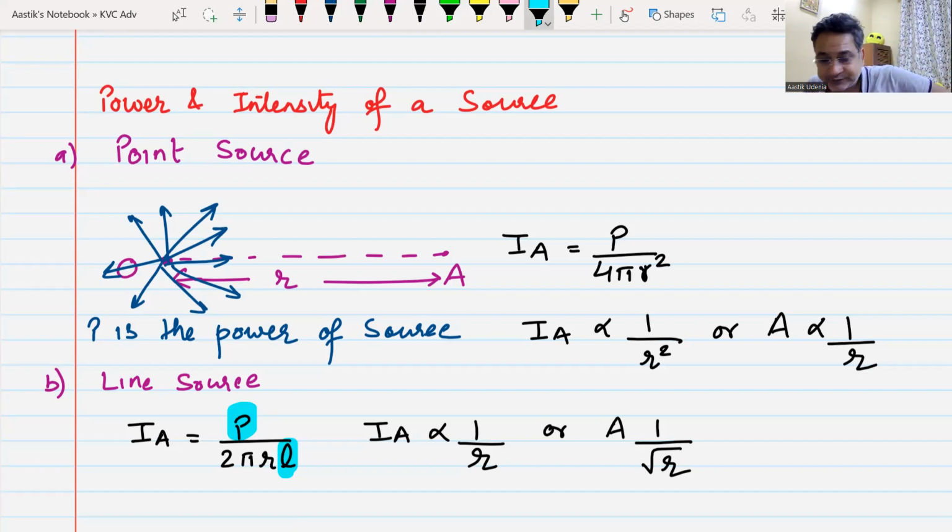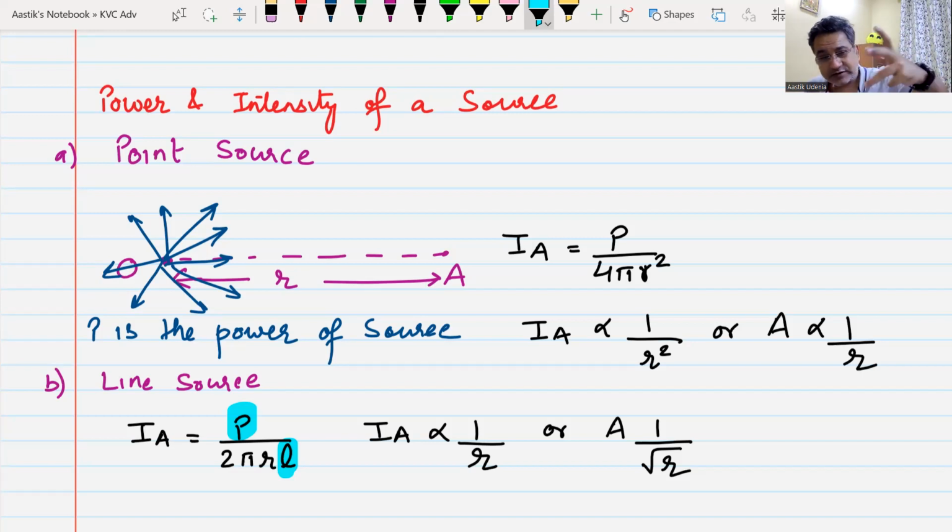Have you noted this down? Like this, you can also consider infinite point sources emitting along that line of length L. Just remember it this way. Right now, don't get confused. I will tell you more things in the coming classes. Just remember it like this right now.